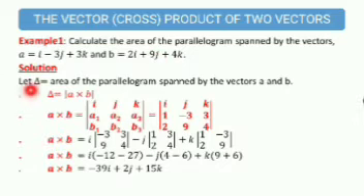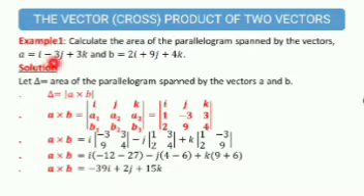Now, let's start. Let this be the area of the parallelogram spanned by vectors A and B. The first thing for us to do is to find the cross product. So, this is the formula, and this is the area of the parallelogram. So A cross B will be equal to what? We find the matrix form of vectors A and B. So this is the formula then.